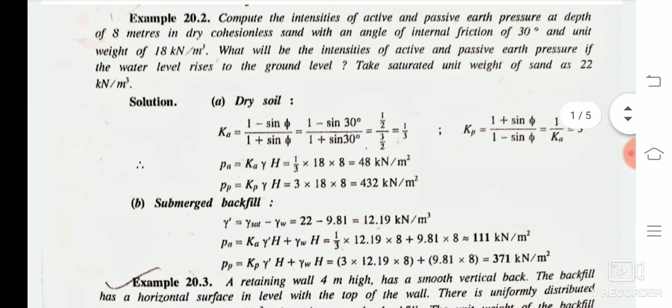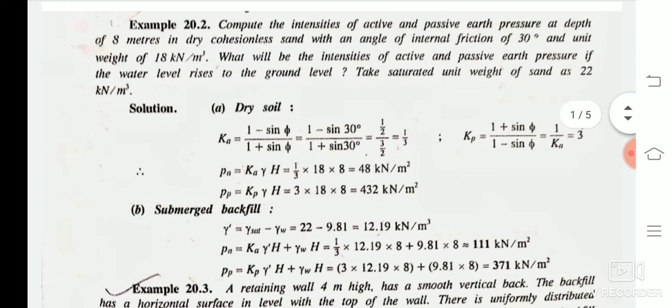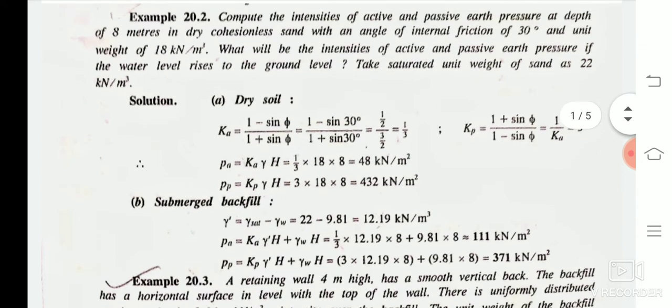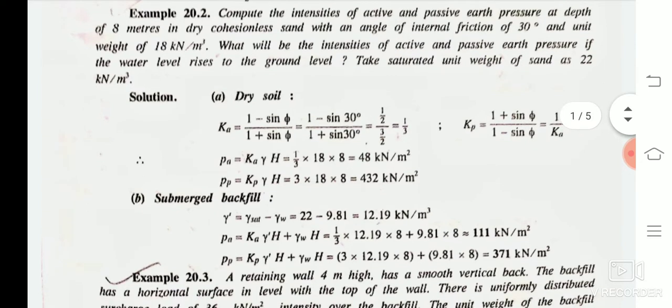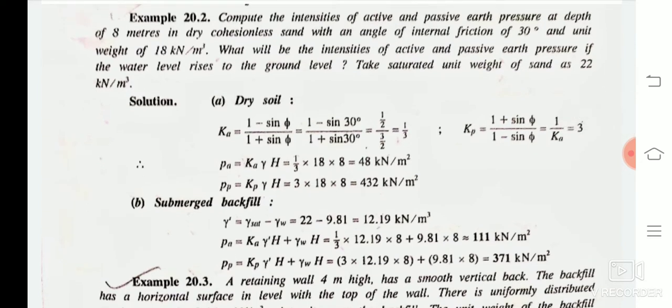What has been given in the problem? Compute the intensities of active and passive earth pressure at a depth of 8 meters in dry, cohesionless sand with an angle of internal friction of 30 degrees and unit weight of 18 kilonewton per meter cube. What will be the intensities of active and passive earth pressure if the water level rises to the ground level? Take the saturated unit weight of sand as 22 kilonewton per meter cube.